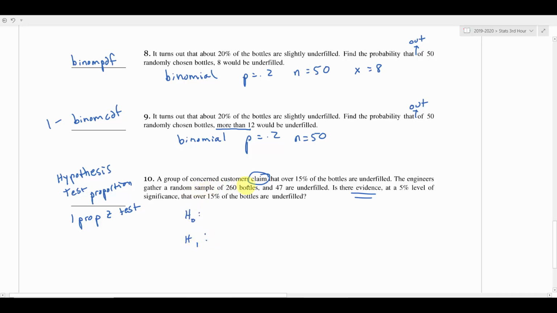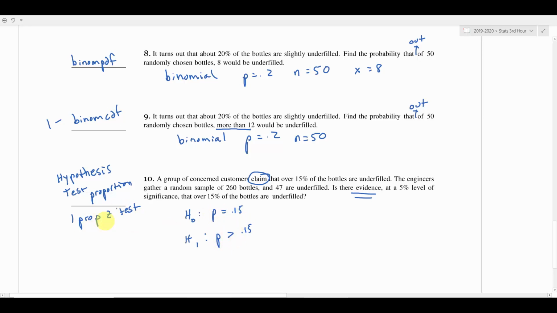All right, so the customers claim that it's over 15%. So we'll assume that the proportion is 15%, right? Make sure equality goes in the null. And then our alternate hypothesis would be that it's greater than 15%. So I'm going to say the proportion is greater than 0.15. So that would be the setup for the null and alternate hypothesis there.